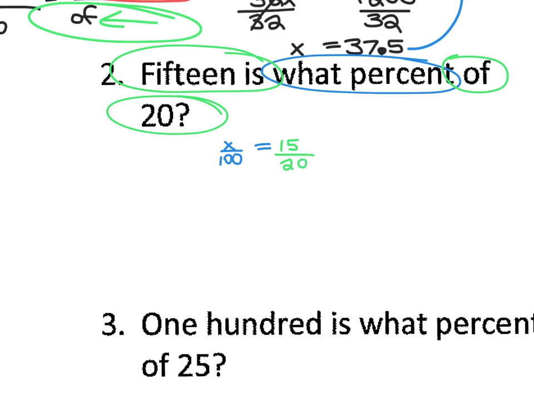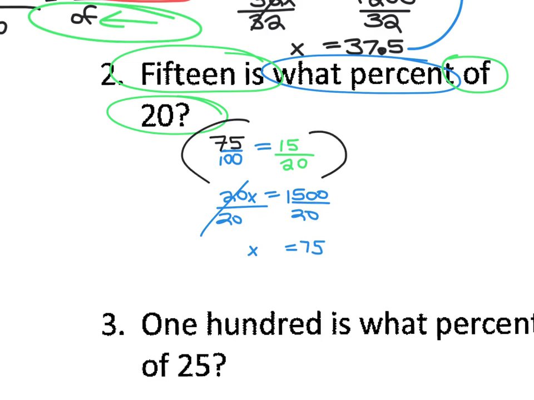Now we're going to solve. So 20 times x is 20x. 100 times 15 is 1,500. Divide each side by 20. And what we end up with is 75. So what that means is that our x can be replaced with a 75, so go ahead and do that. And that means that 15 out of 20 is the same as 75 out of 100, or 75%.